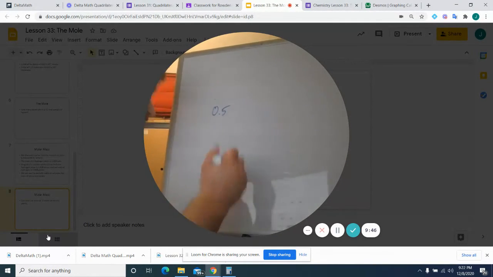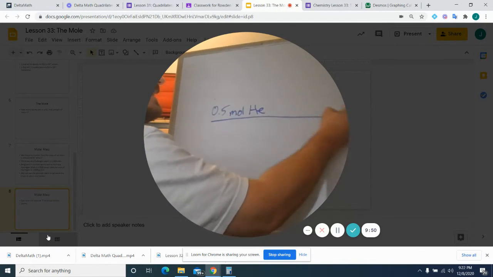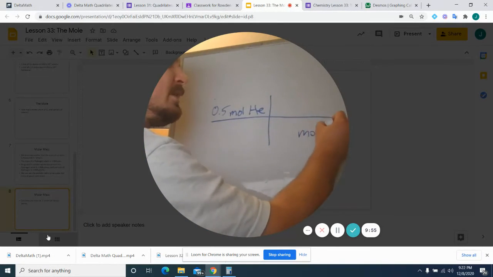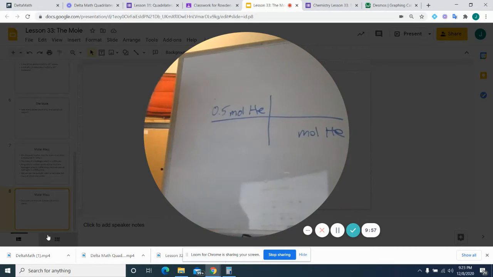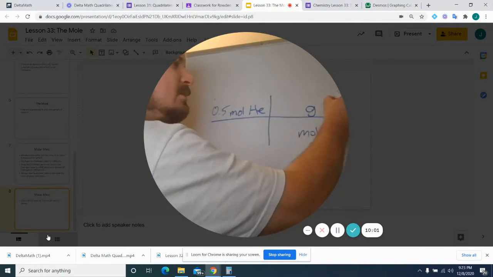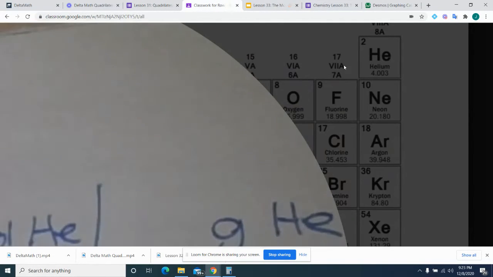So if it's 0.5 moles of helium, let's practice setting it up properly. We're going to turn a mole of helium into mass, and mass is going to be measured in grams. 1 mole of helium is how many grams of helium? And how do we figure that out? By going here to our periodic table.